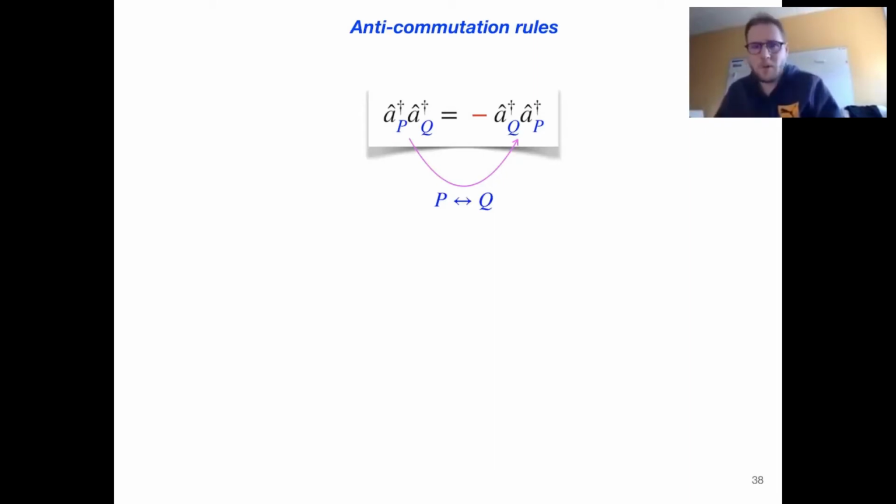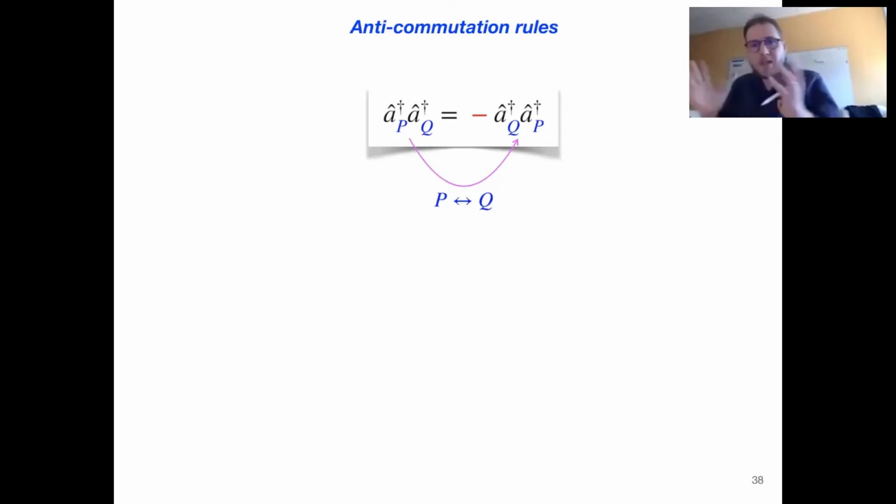But this is important. So I will try to list these different rules. I will give them to you, and then we'll try to understand what they actually mean physically, okay? These are known as the anti-commutation rules. You will see later on why, okay? So, let's start.